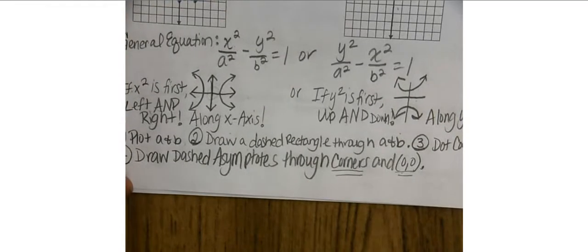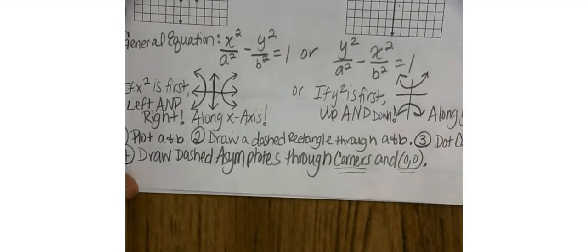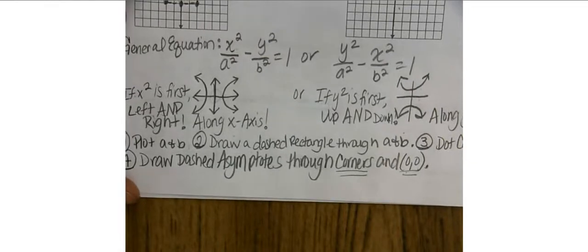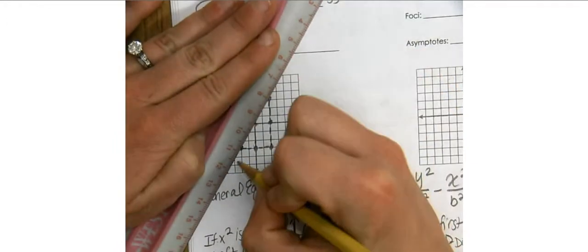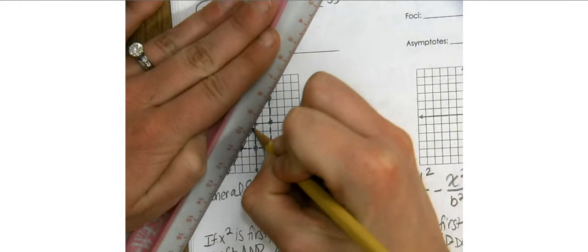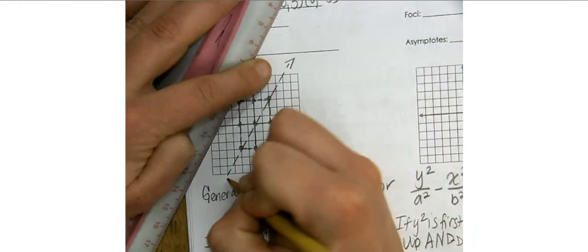If you have a straight edge, like a piece of paper or a ruler or the side of your calculator, take out a straight edge. And I'm going to draw asymptotes that go through my corners and 0, 0. And this is going to be dashed because this is not part of my graph. It just is the structure, the bones of my graph.